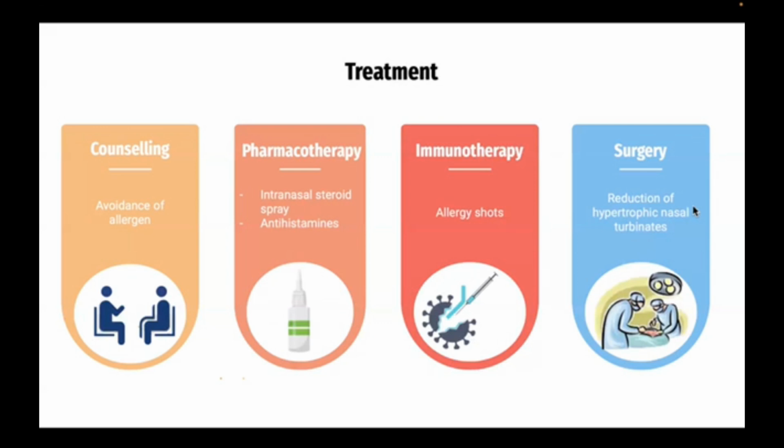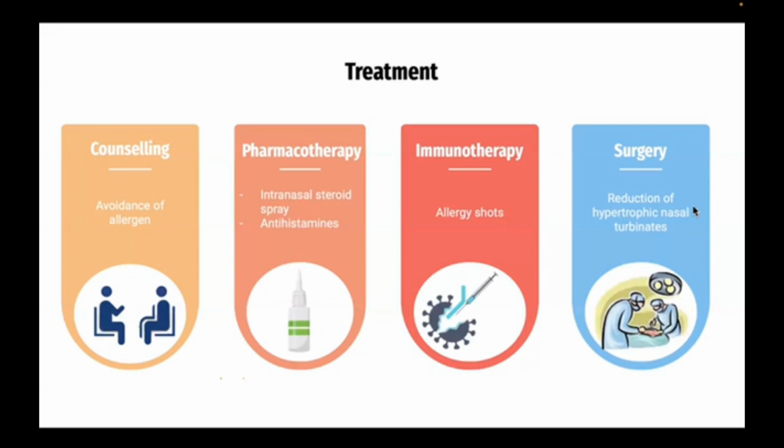Surgery is typically reserved for cases where conservative measures and medications have failed to adequately manage symptoms or when there are specific structural abnormalities contributing to the condition. The turbinates are structures inside the nose that help filter, warm, and moisten the air we breathe in. In some cases of allergic rhinitis, the turbinates may become enlarged, leading to persistent nasal congestion. Turbinate reduction surgery aims to reduce the size of the turbinates, improving airflow and relieving the symptoms.